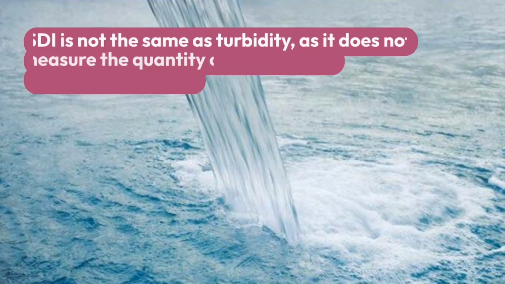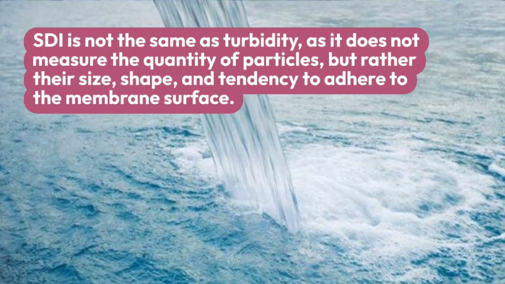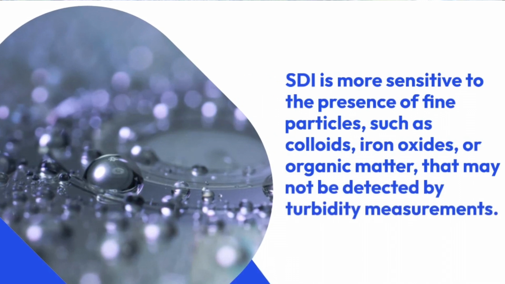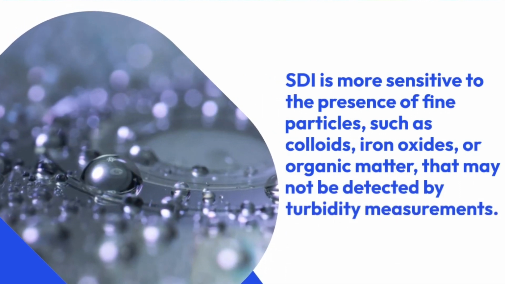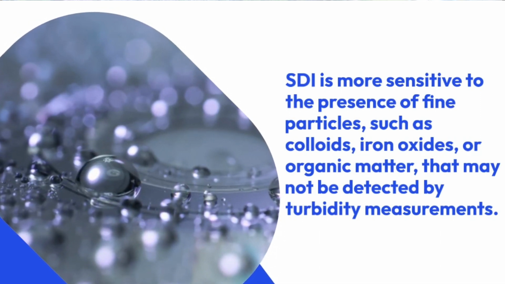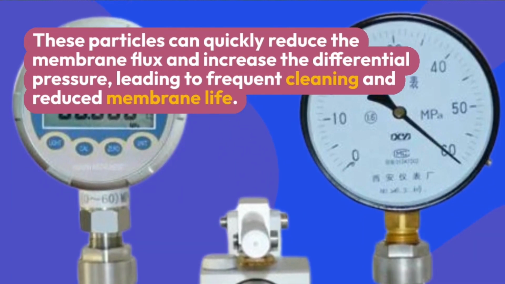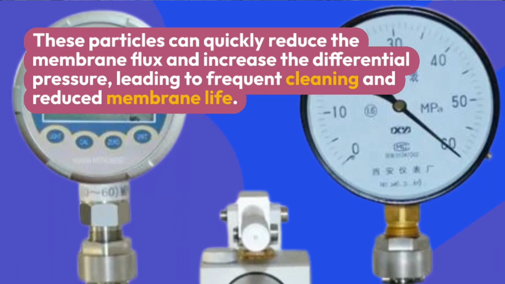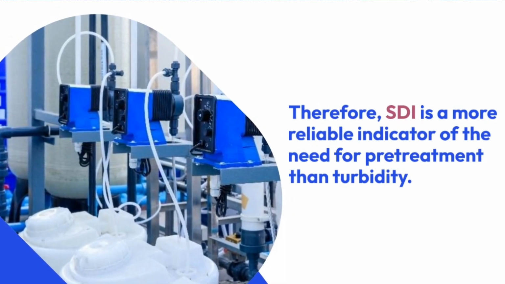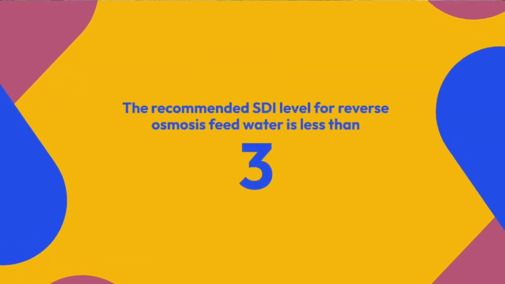SDI is not the same as turbidity, as it does not measure the quantity of particles, but rather their size, shape, and tendency to adhere to the membrane surface. SDI is more sensitive to the presence of fine particles, such as colloids, iron oxides, or organic matter that may not be detected by turbidity measurements. These particles can quickly reduce the membrane flux and increase the differential pressure, leading to frequent cleaning and reduced membrane life. Therefore, SDI is a more reliable indicator of the need for pretreatment than turbidity. The recommended SDI level for reverse osmosis feed water is less than 3.